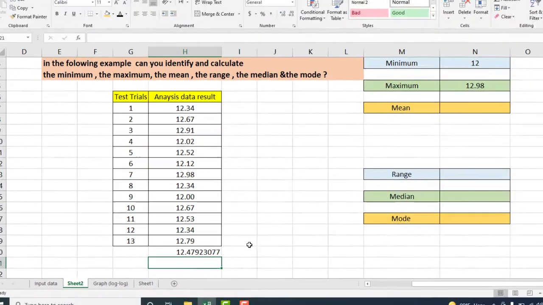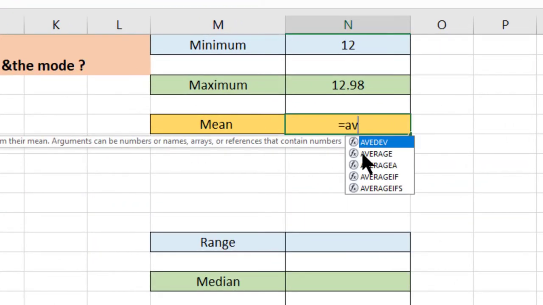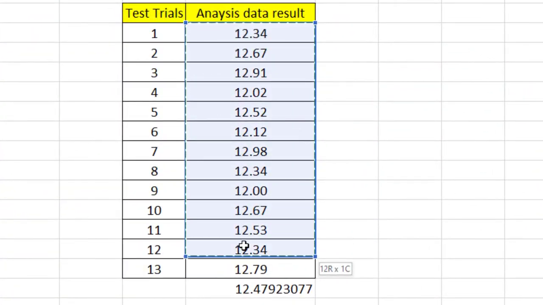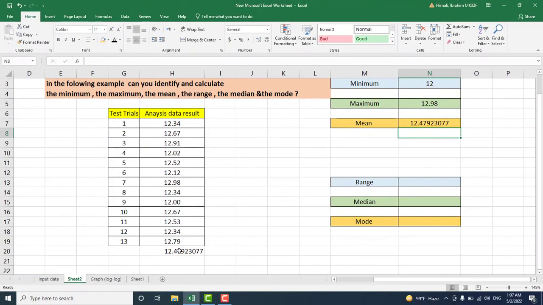Now I can do it in a different way. Average, and let's highlight it again. This is how you're going to do it, and as you can see, those figures are equal.